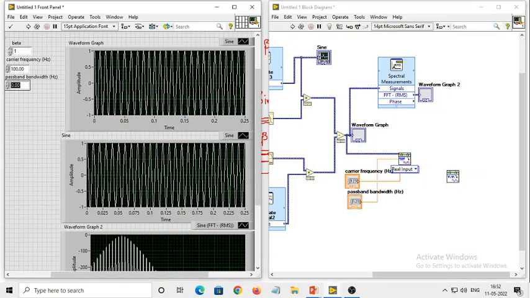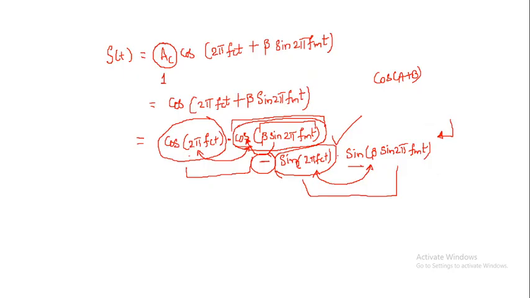So by default you can keep this as 1 Hz, or else you can use the formula, that is 2 of delta f plus fm, to take this value. So let us take beta as 1 and fm as 10, then this passband bandwidth will become 40 because beta is 1. Let me show you how we are getting it. The transmission bandwidth is given as 2 of delta f plus fm.